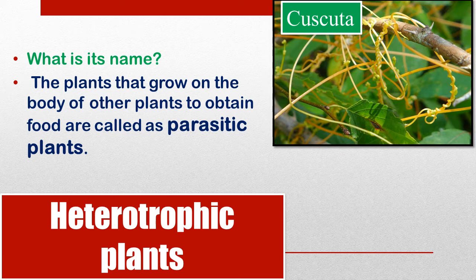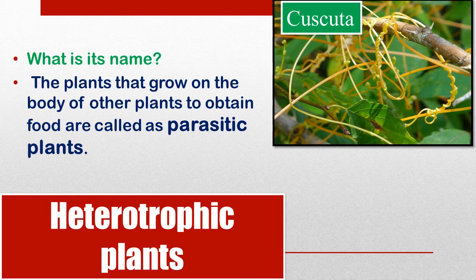So this cuscuta plant grows on the body of another plant, and that's why it is called a parasitic plant, and it obtains all its nutrition from that woody plant. Due to the absence of chlorophyll, cuscuta is completely dependent on the host plant. Host plant means the plant on which cuscuta is growing. Hence it is said to be a completely parasitic plant. It means it is totally dependent on the host plant.